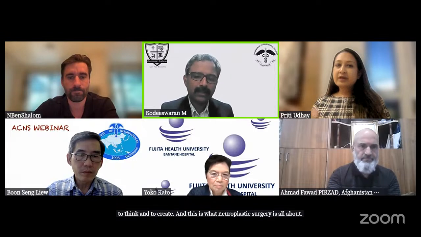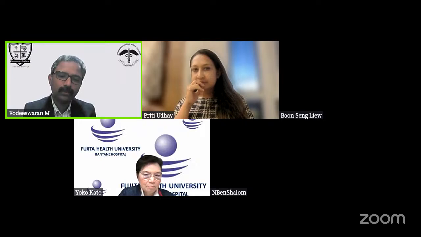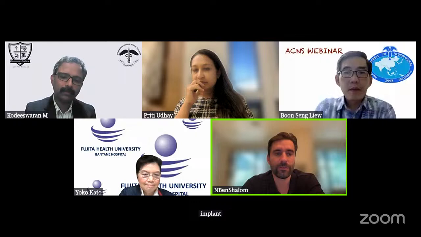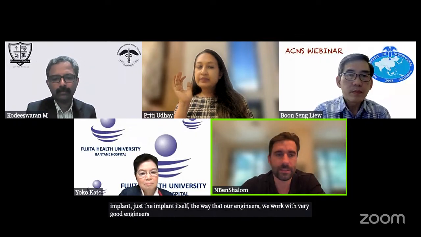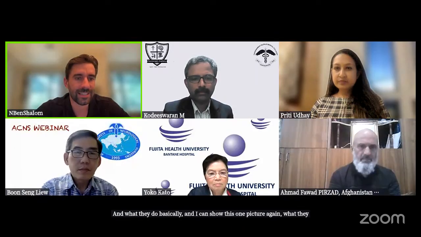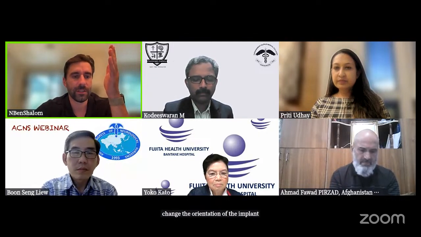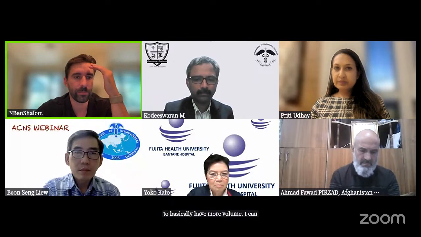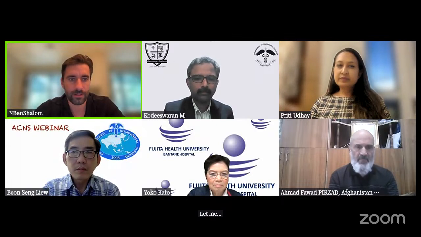Right. So the question is, how will you fill the temporal hollowing with the implant itself, or will you place some fillers over that implant? Just the implant itself. The way that our engineers, we work with very good engineers, and what they do with the design, they change the orientation of the implant to basically have more volume. I can show you this one picture here. Let me share that.